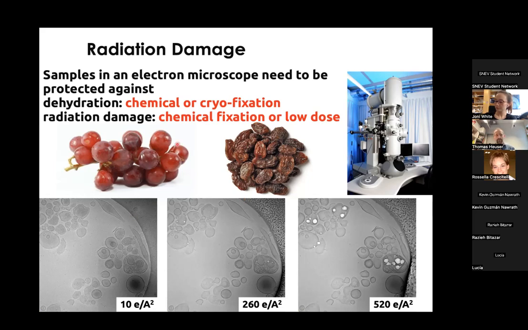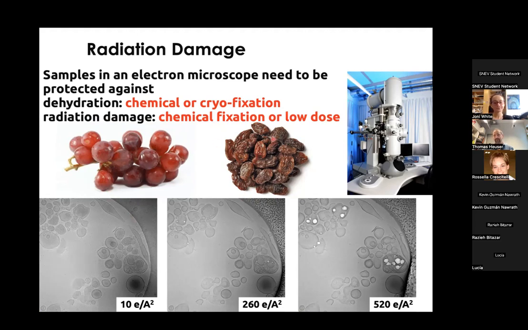Yeah. So what we're trying to do is, I have this example here, we're trying to look at grapes and trying to describe them as good as we can. But if we're not careful in our sample preparation, the water will go away, we will introduce some damage to it. So we might end up with something like this here, like dried raisins, which of course look very, very different from what we originally wanted to investigate.